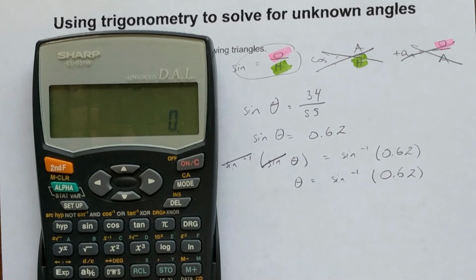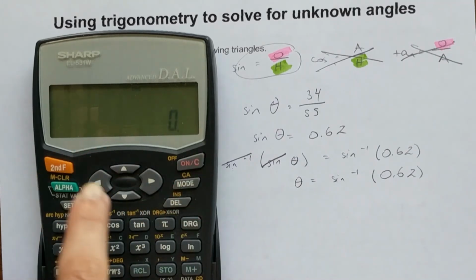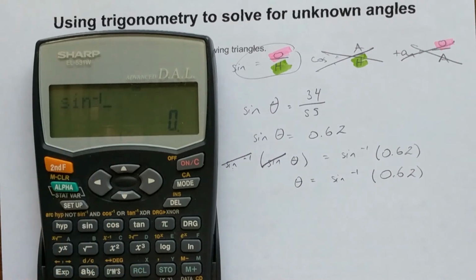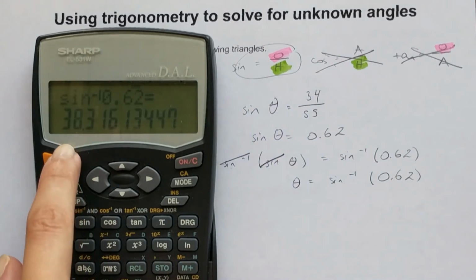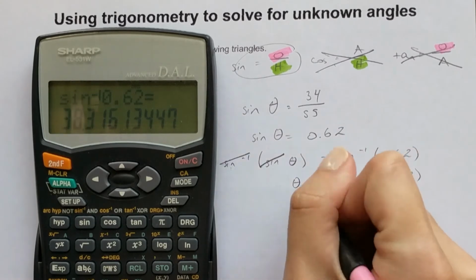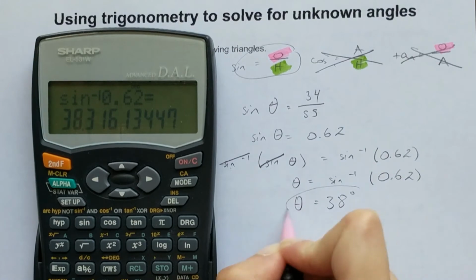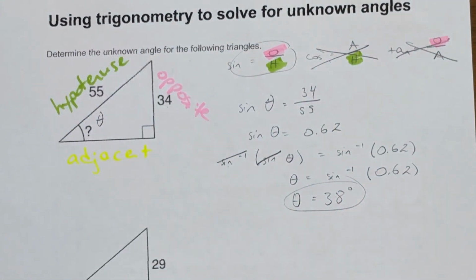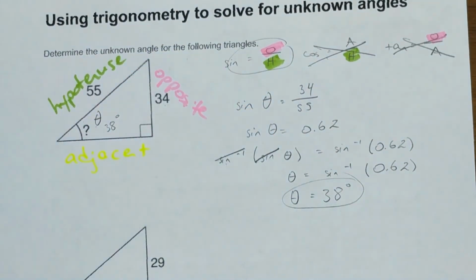I'm going to press second. And then I'm going to press sine, and we can see how it has sine inverse. And I'm going to type in my decimal, sine inverse of 0.62. And now you can see we have a larger number here. It actually looks like an angle. That is 38. And so we're going to round. I'm just going to say 38, or theta is about 38 degrees. Okay, awesome work. So 38 is about what this angle is.